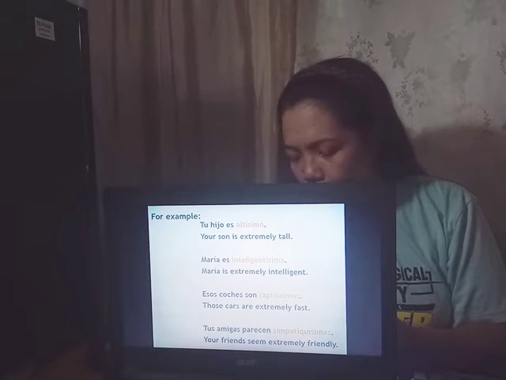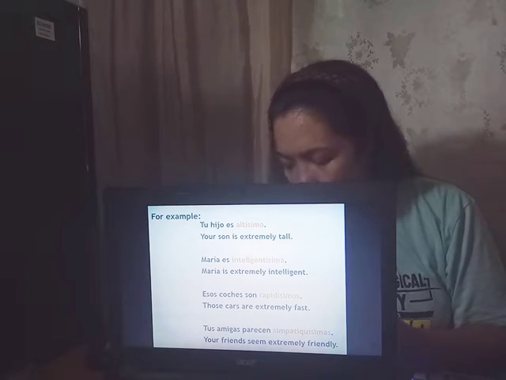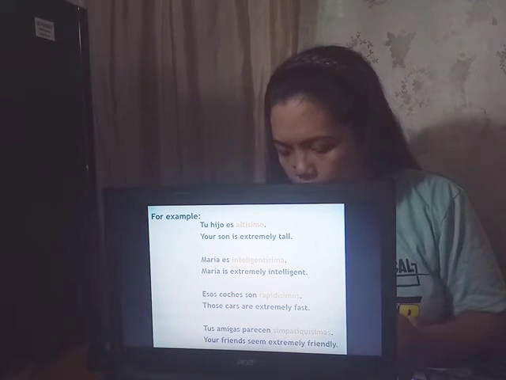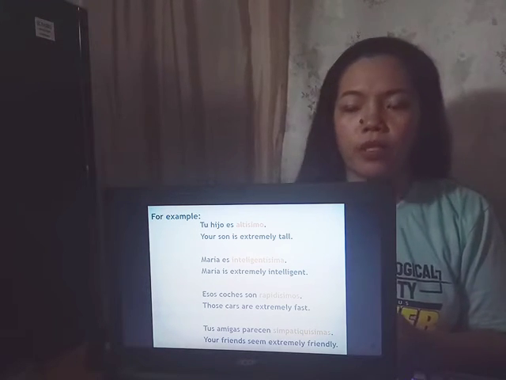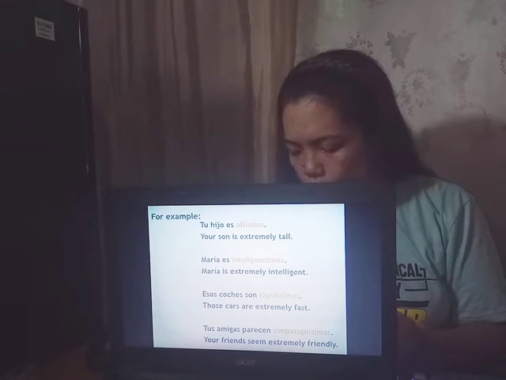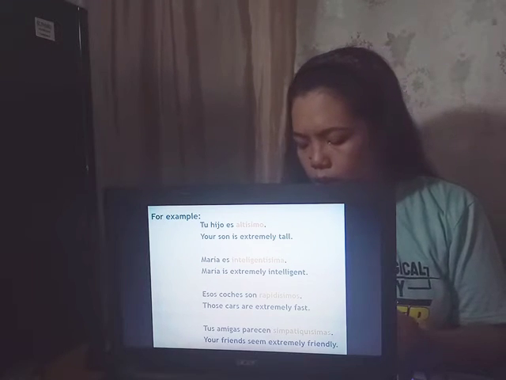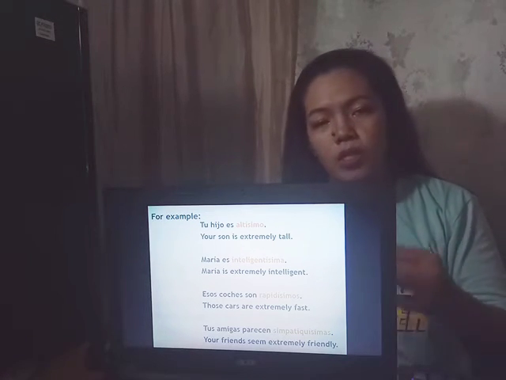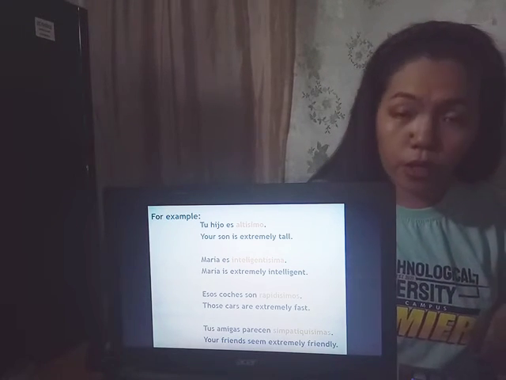Another example is esos coches son rapidísimos. From the word rapidísimos, those cars are extremely fast. In English, rapid is very fast, quick. Next is tus amigas parecen simpatiquísimas. Your friends seem extremely friendly. So just remember the words in Spanish. Right now let's move on to the third rule.